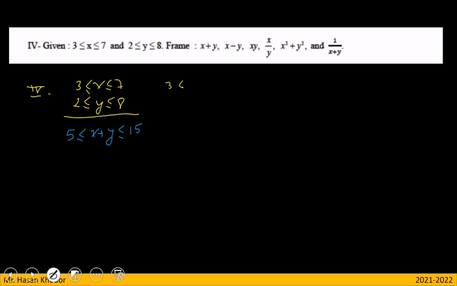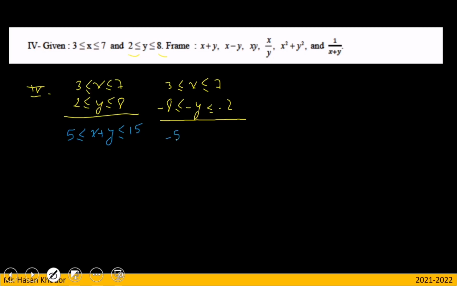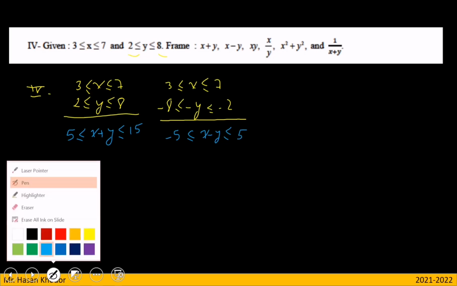So we bring x and the opposite of y, which is between what and what? Minus 8 from the left and minus 2 from the right. And then we add instead of subtracting. So we get 3 minus 8, x minus y, and 7 plus minus 2, which is 5. This is the difference x minus y.